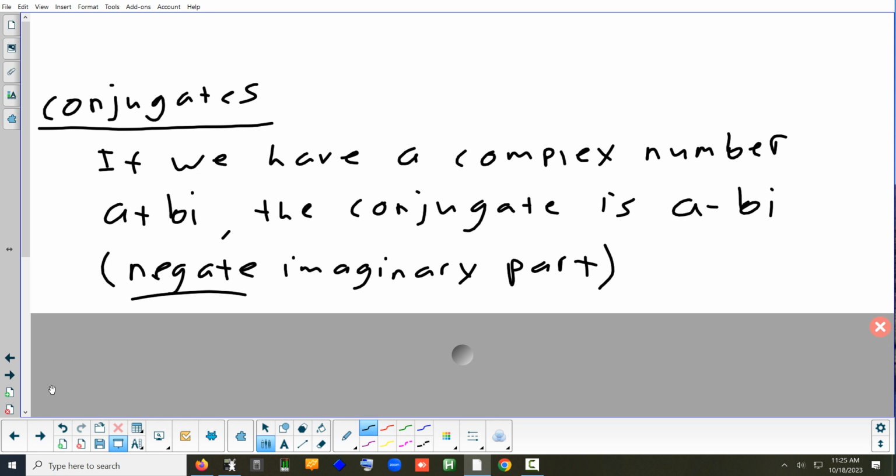Okay, so conjugate, very simple idea. If you have a complex number, all you do is change the sign of the imaginary part. So if your complex number was a plus bi, the conjugate is a minus bi. You just switch the sign that's in the middle. If it's positive, make it negative. If it's negative, make it positive. That's what that means.